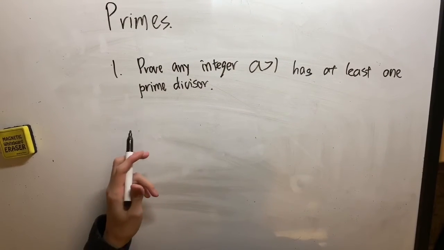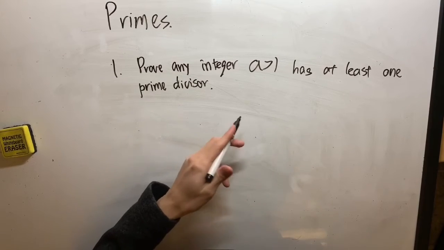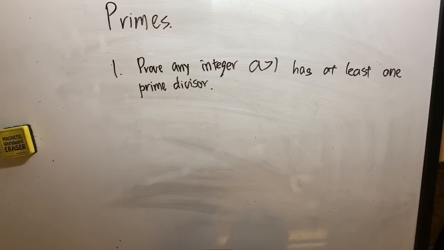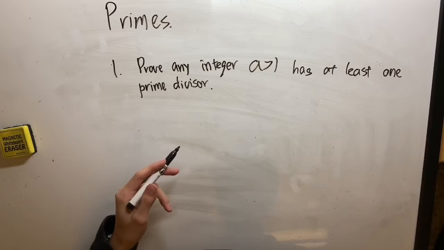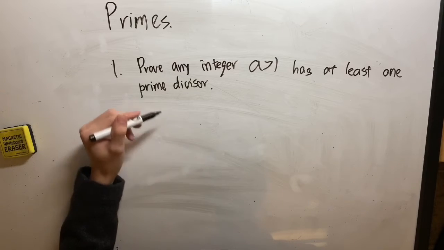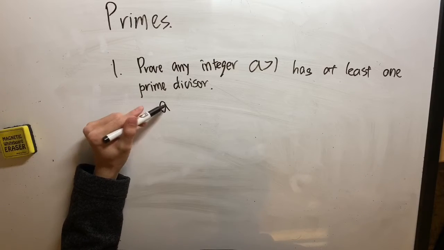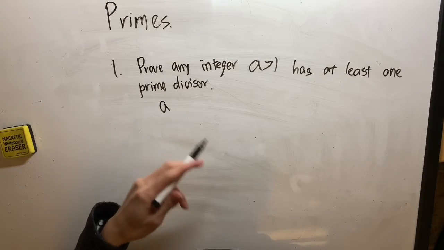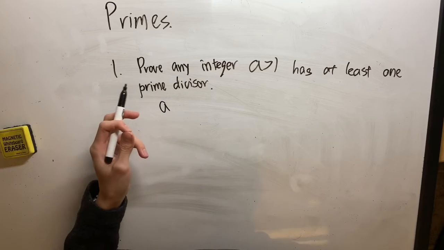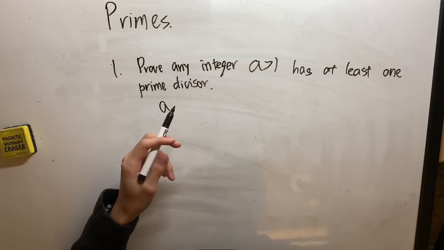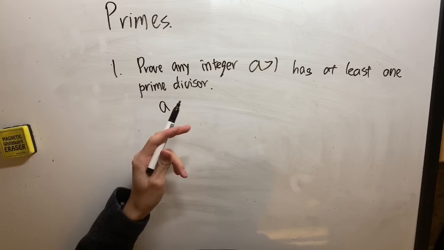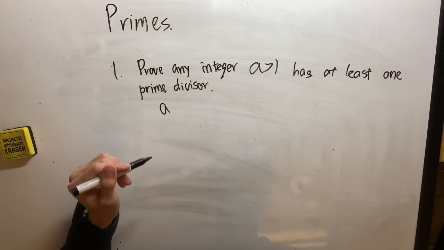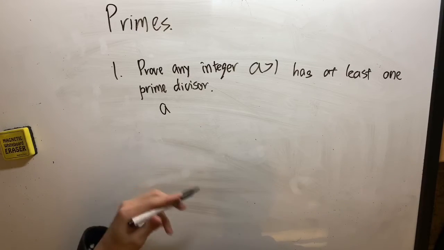So for the first question, prove any integer a bigger than 1 has at least one prime divisor. So this is asking whether an integer a only has a composite divisor. Composite numbers are numbers that are not primes. If a number is a prime, then it is not a composite. If a number is a composite, then it is not a prime. So let's prove it.